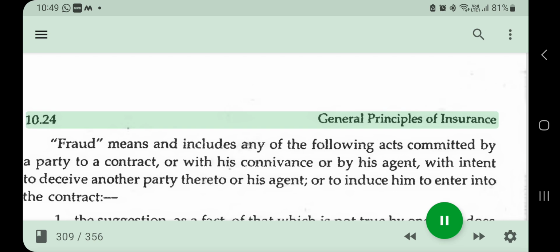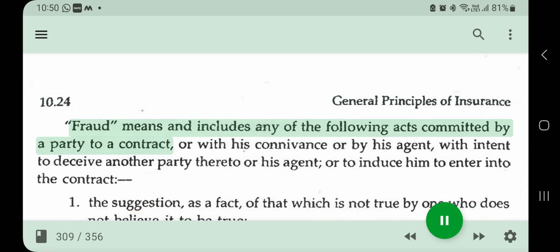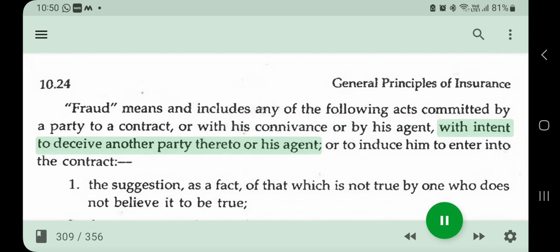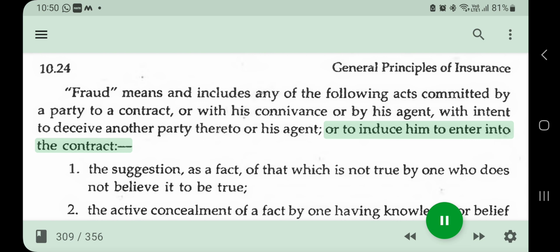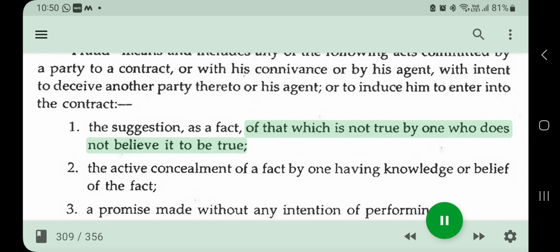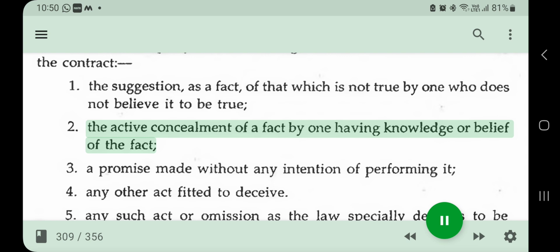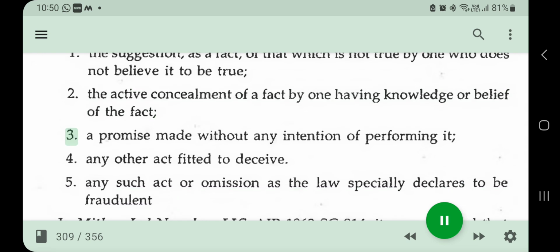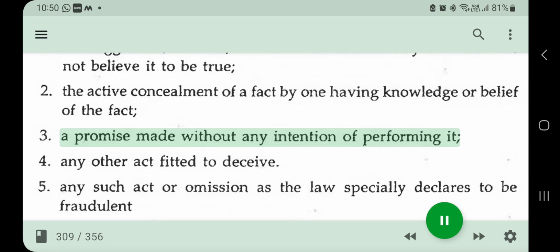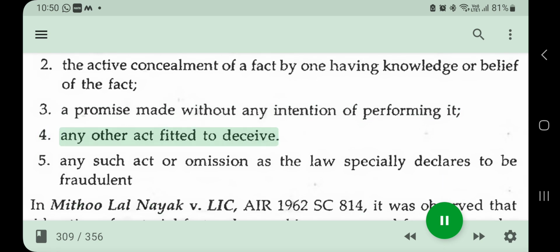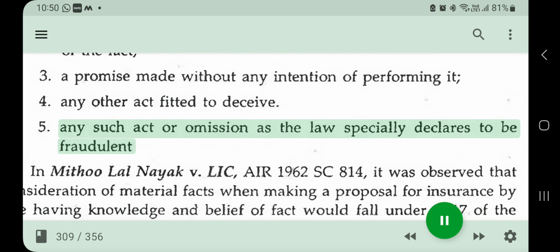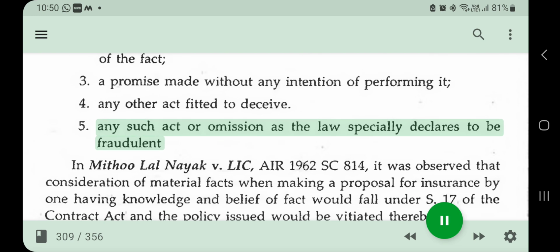10.24 General Principles of Insurance. Fraud means and includes any of the following acts committed by a party to a contract, or with his connivance, or by his agent, with intent to deceive another party thereto or his agent, or to induce him to enter into the contract. 1. The suggestion, as a fact, of that which is not true by one who does not believe it to be true. 2. The active concealment of a fact by one having knowledge or belief of the fact. 3. A promise made without any intention of performing it. 4. Any other act fitted to deceive. 5. Any such act or omission as the law specially declares to be fraudulent.